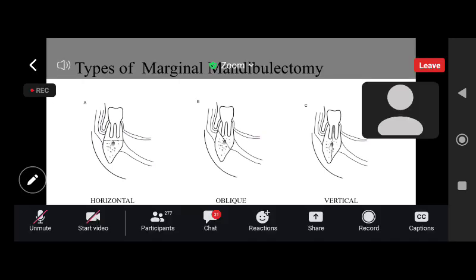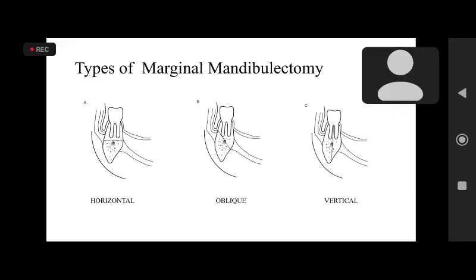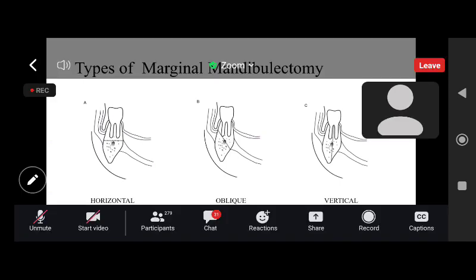You can do a slightly oblique marginal mandibulectomy when the disease is at either of the sides. If it is at the inner side, you take more bone on that side. The idea is to keep more bone stock, sturdy bone stock, to make your marginal mandibulectomy stable. Equally, the vertical marginal mandibulectomy is usually used for a limited disease of the floor of mouth, which is abutting or coming near to the inner cortex of your mandible.